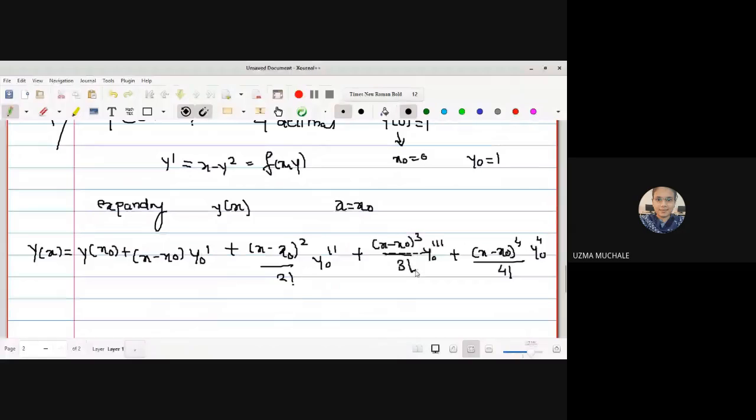As it is provided that we have to find out the answer correct up to 4 decimal places, then the method tells us that if you want to find out the answer correct up to 4 decimal places, then you should consider up to 4 derivatives. That means we have to consider the power of x up to 4.